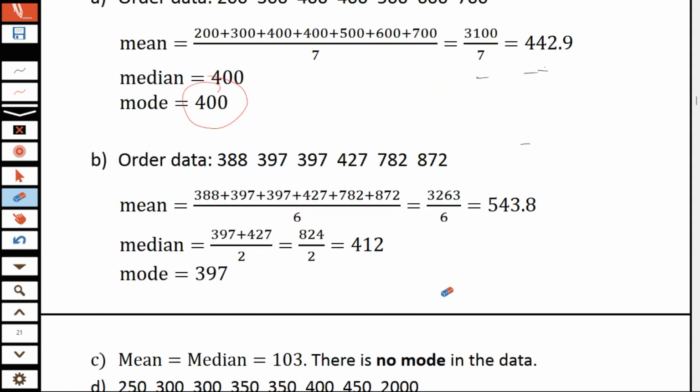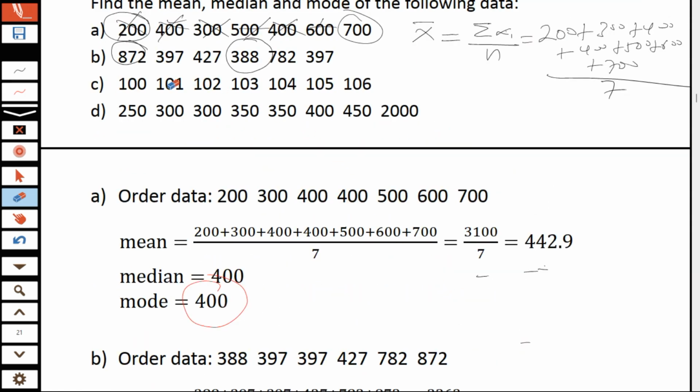There will be no mode because there is no number here repeating itself. 100 is repeating itself 1 time, 101 is one time, 102 is one time, 103 is one time, 104 is one time, 105 is one time, 106 is one time. So here we are not going to get any mode since the numbers are just repeating themselves one time. So there is no mode. Yes. So for the median, we are surely going to get our median.